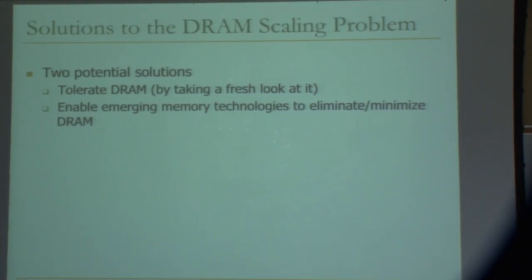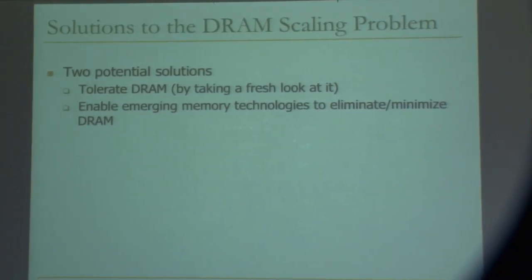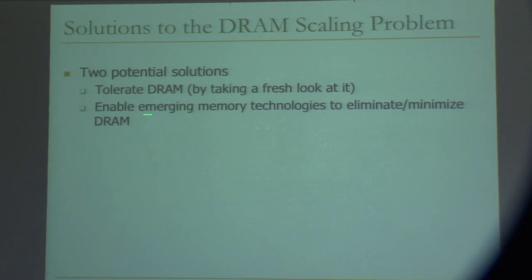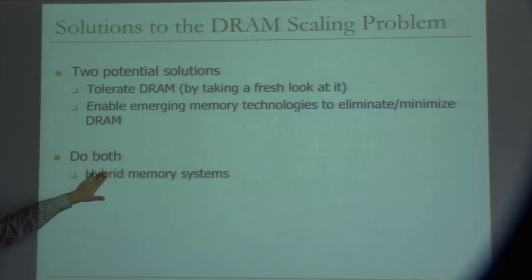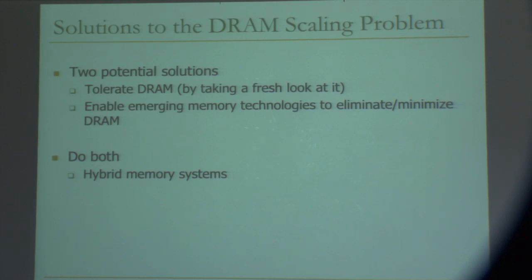Okay, so basically tolerating DRAM by taking a fresh look at it, by exposing it to the other parts of the system such that we can tolerate some of these issues much better. And the second solution direction is enabling emerging memory technologies. Maybe DRAM is not that scalable going into the future, but if you have some other emerging memory technology that's more scalable, maybe we should somehow enable it such that we can eliminate or minimize DRAM in the system. I would argue that research should really do both because none of these may pan out, right? So we'd like to do both. And this leads us to hybrid memory systems. And I'll talk about this also. Basically, DRAM plus some other memory technology.